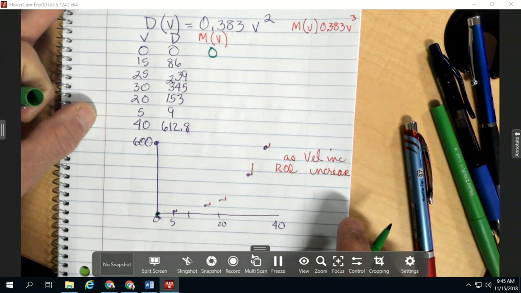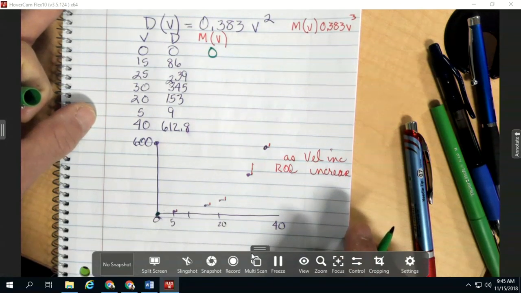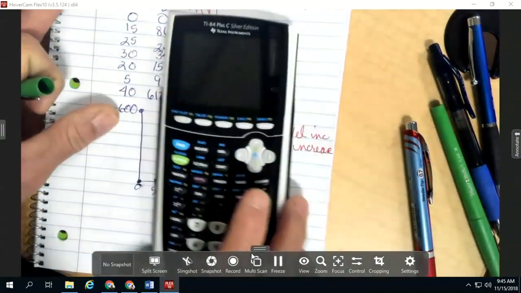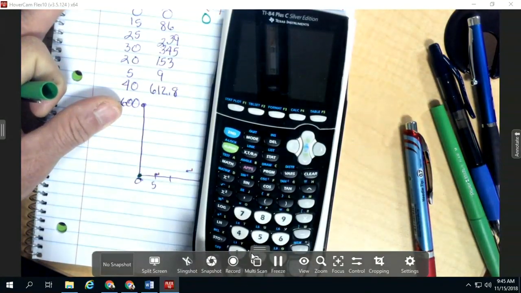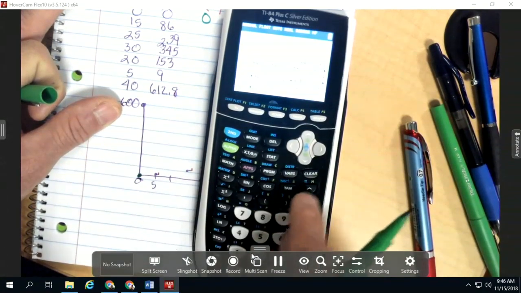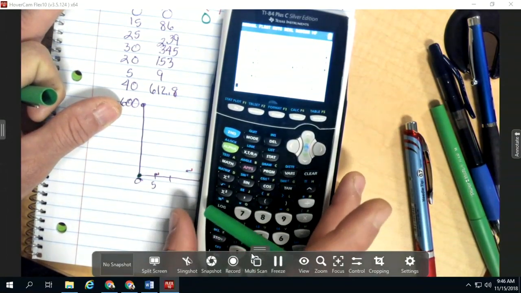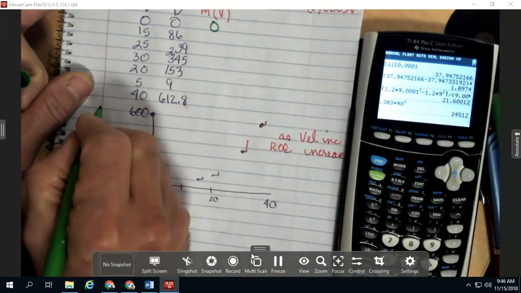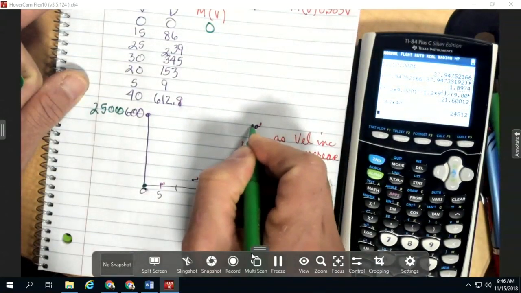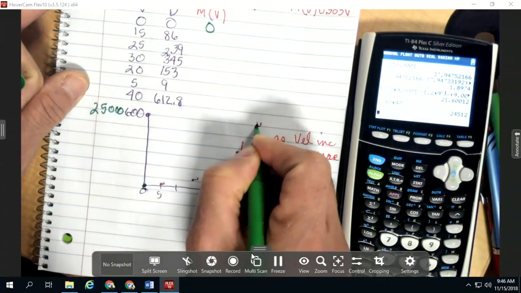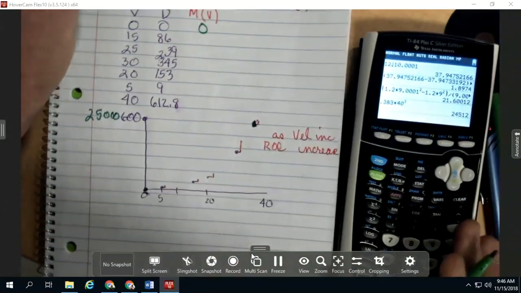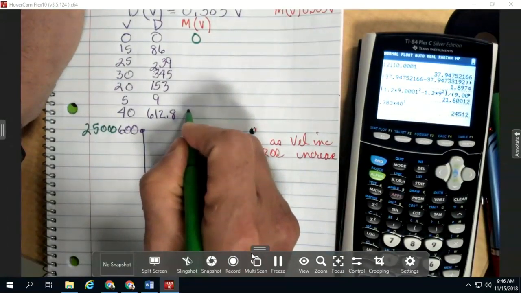What'd you get? 6.128. That doesn't seem right. 6.128, really? Right, I did 4 and not 40. Oh yeah, you did 4 and not 40. Yeah, so it's 0.383 times 40 to the third, which is 24,512. So if we made this 25,000, that'll be a good spot for our graph. Okay? Other people, so this is 24,512.